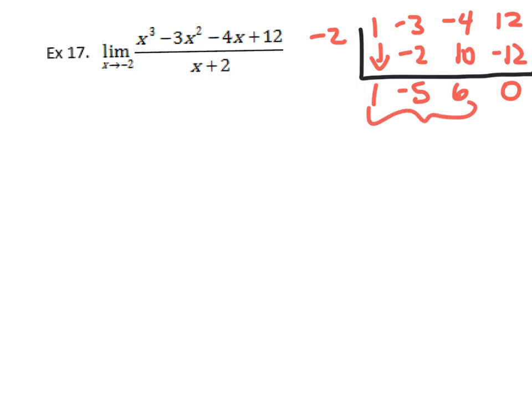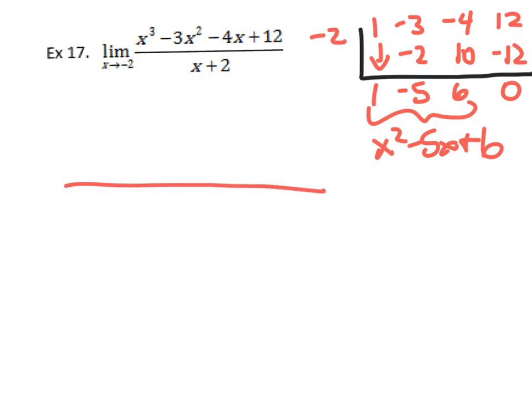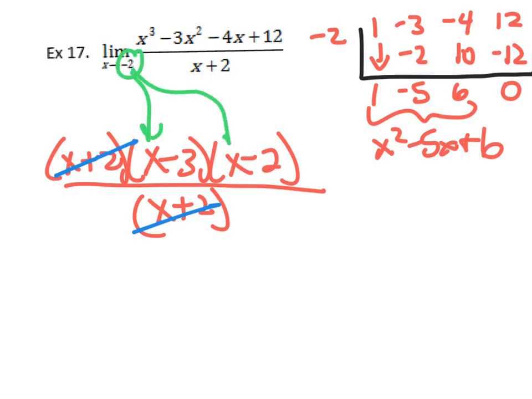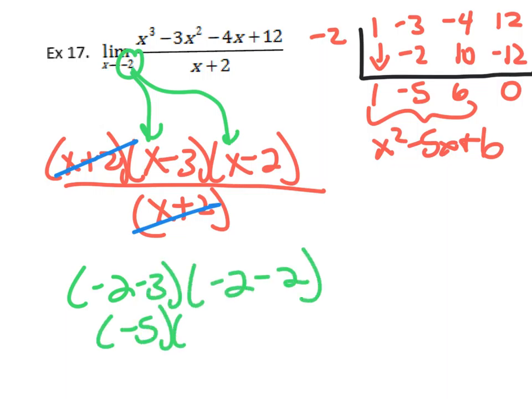So I'm left with x squared minus 5x plus 6. So this factors to x plus 2, and then x squared minus 5x plus 6 is x minus 3, x minus 2, over x plus 2. So my x plus 2's cancel. And then I'm left with plugging in negative 2 in here and here. So negative 2 minus 3, negative 2 minus 2 is negative 5 times negative 4, which gives me positive 20.